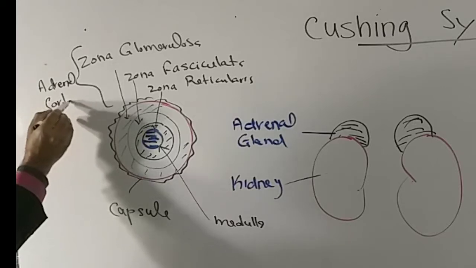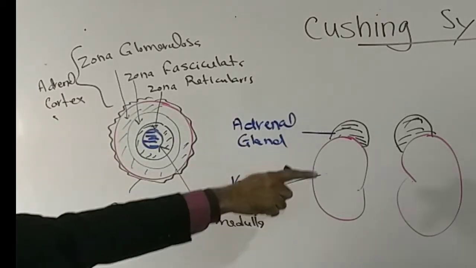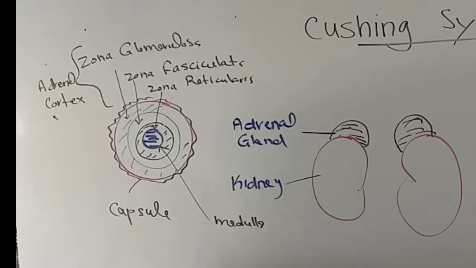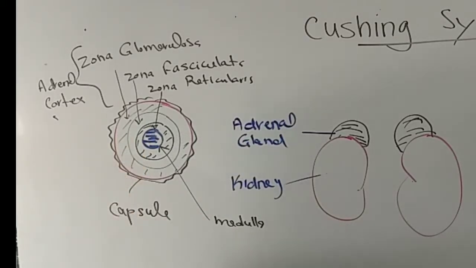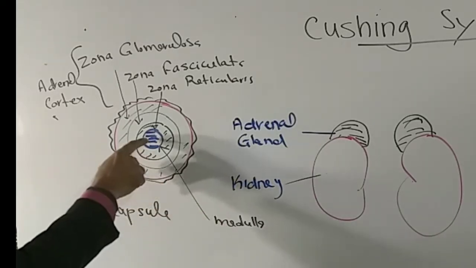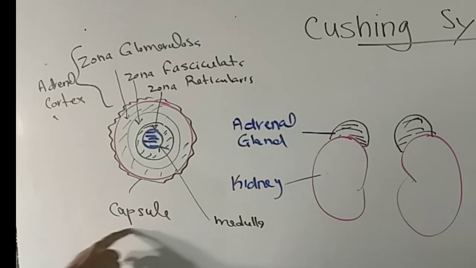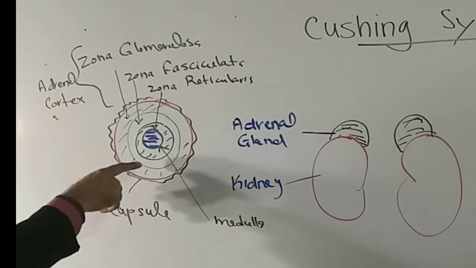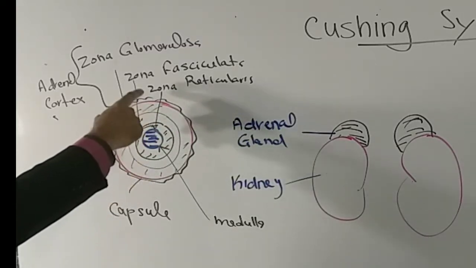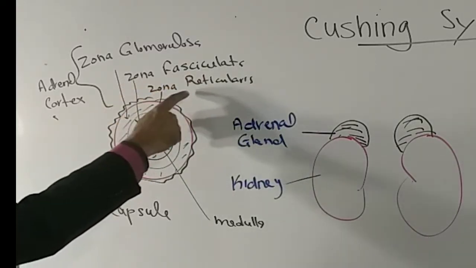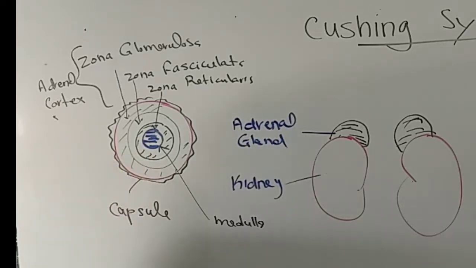So the adrenal glands, which are located right on top of both the kidneys, can be subdivided into the innermost part, the adrenal medulla, which is involved in the synthesis of epinephrine, adrenaline and catecholamines, but this is not our topic. The outer part, covered by the capsule, is the adrenal cortex, which can be subdivided into zona glomerulosa, the outermost, the middle zona fasciculata, and the innermost zona reticularis.